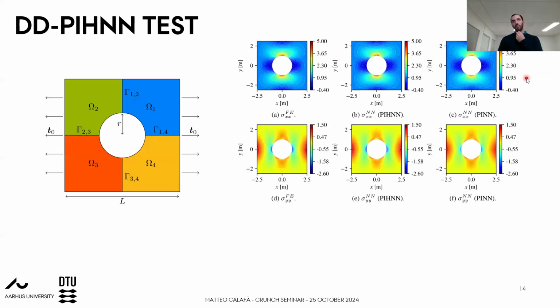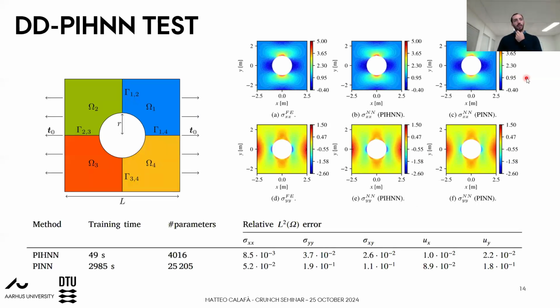And again, from the contour plot, everything seems okay. And again, from the table, it's clear that the training time, the number of parameters, and the relative L2 error, in this case are of the order of a ratio of 10 from classical PINNs to holomorphic PINNs.